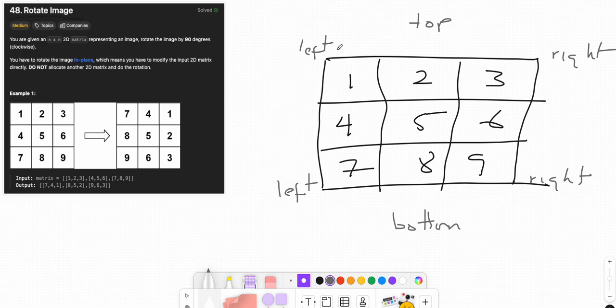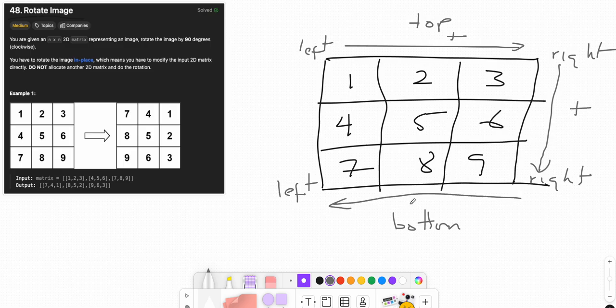And index-wise, you move from left to right, the index is increasing. You move from top to bottom, the index is increasing. However, you move from right to left, the index is decreasing. You move from bottom to top, the index is also decreasing.